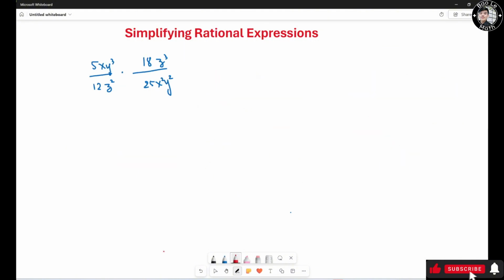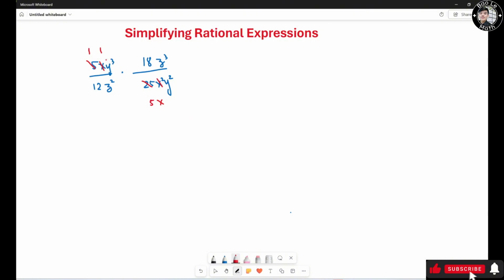Now let's move on to the next example. So we need to simplify this one. We look at this one right here. We see that 5 and 25 have the same common factor, which is 5. So 5 divided by 5 is going to be 1. 25 divided by 5 is going to be 5, right? Next one, s and s squared have the same common factor, s. So s divided by s is going to be 1. S squared divided by s is going to be s.